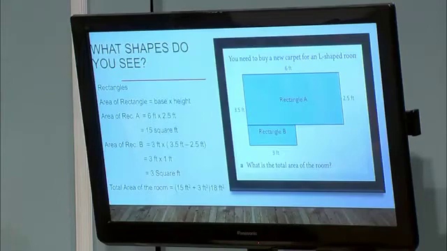There you go. So you can always break up a compound shape and figure out what shapes are used to make that compound shape and find the area of individual shapes and then add them together to give you the total area of the compound shape.